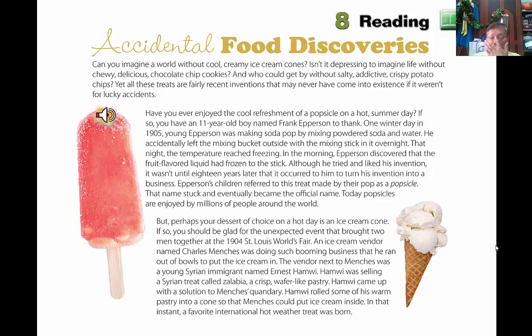The vendor next to Mencius was a young Syrian immigrant named Ernest Hamwi. Hamwi was selling a Syrian treat called zalabia, a crisp, wafer-like pastry. Hamwi came up with a solution to Mencius's quandary. Hamwi rolled some of his warm pastry into a cone so that Mencius could put ice cream inside. In that instant, a favorite international hot weather treat was born.